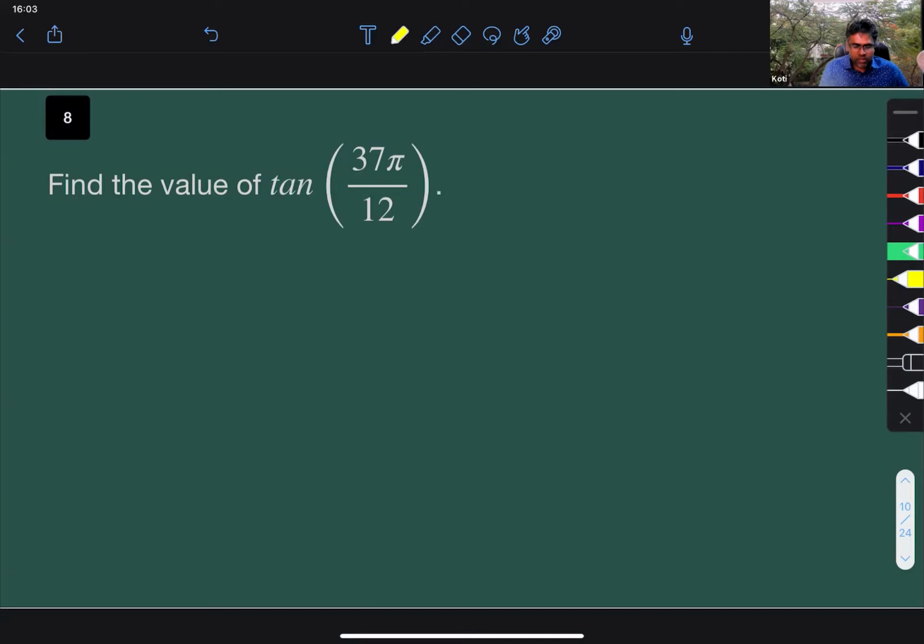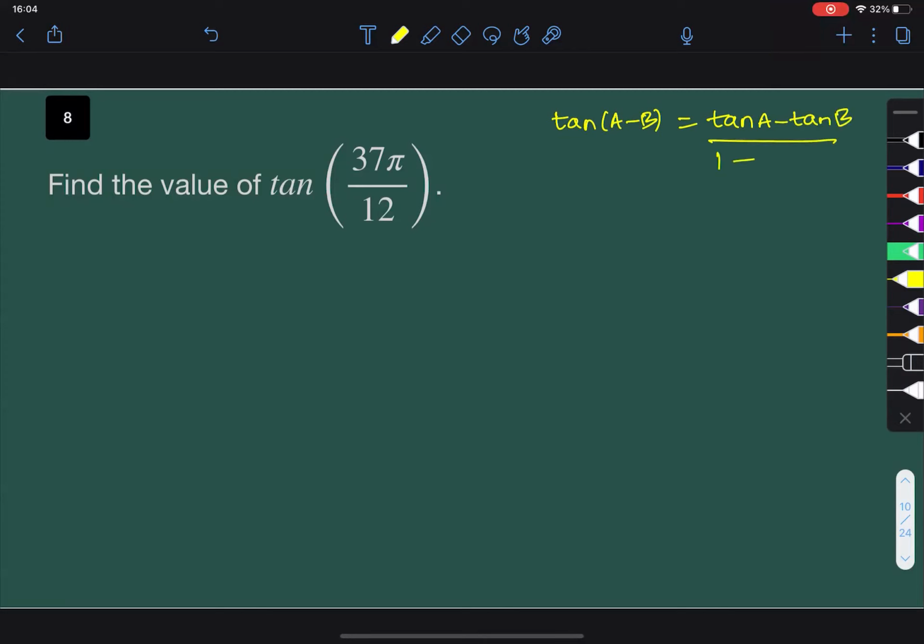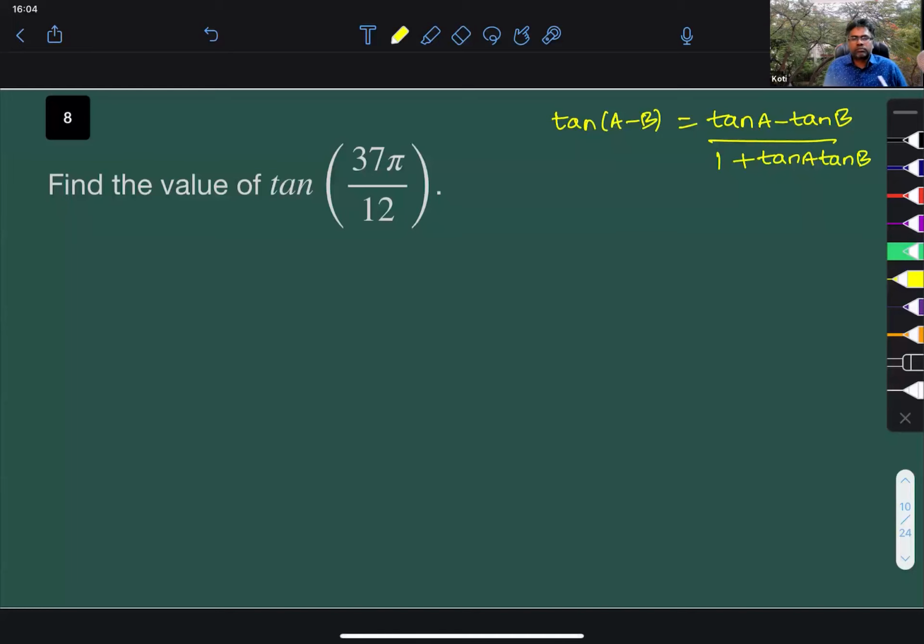Okay, so take a minute or two for this. So tan of A minus B will be tan A minus tan B in the numerator, divided by 1 plus tan A multiplied by tan B. I'll write it here. Okay, so try.